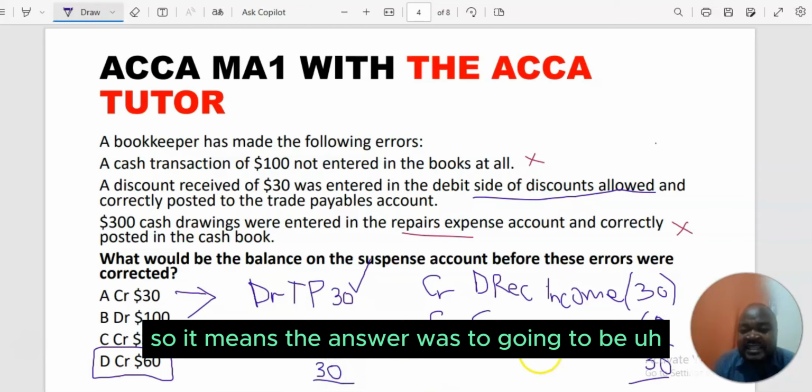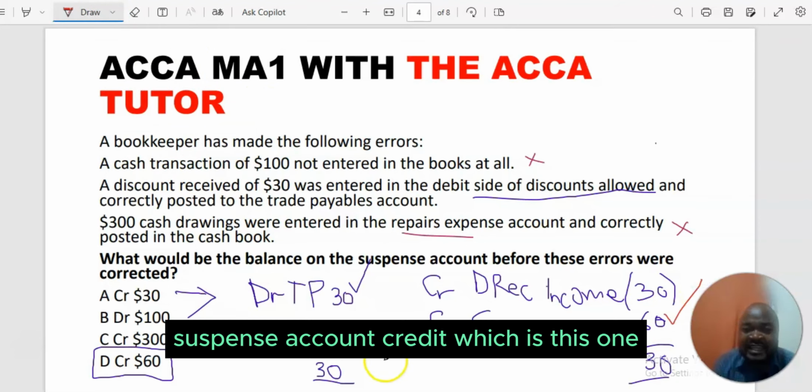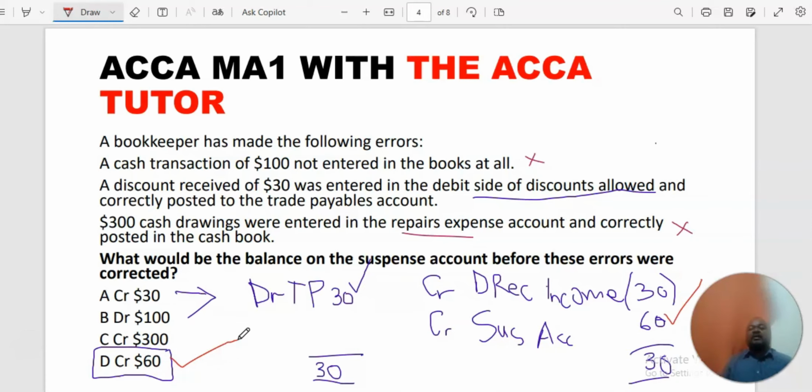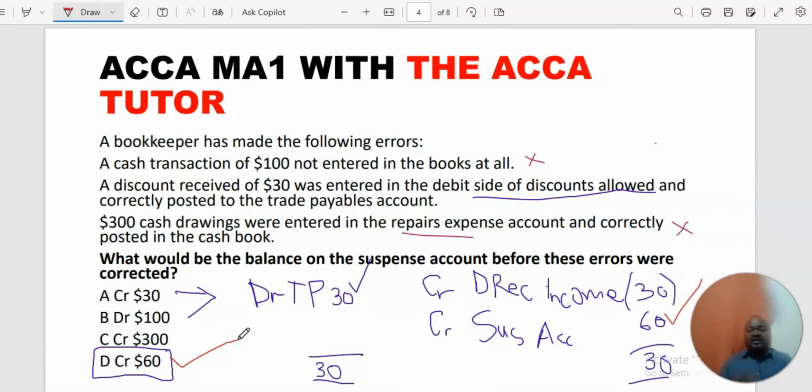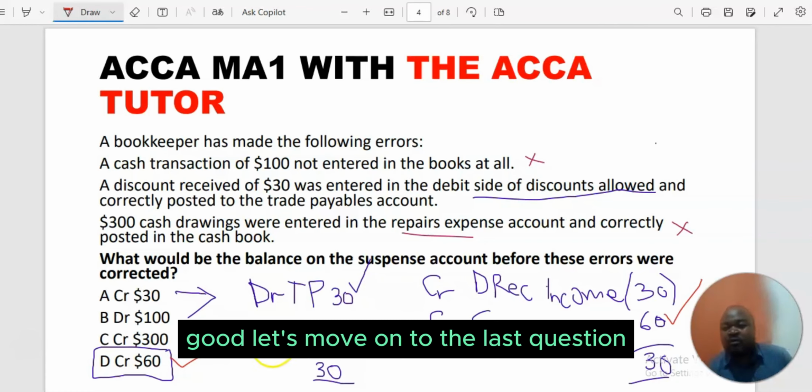So it means the answer was still going to be suspense account credit, which is this one, before the error was corrected. Okay, good. Let's move on to the last question.